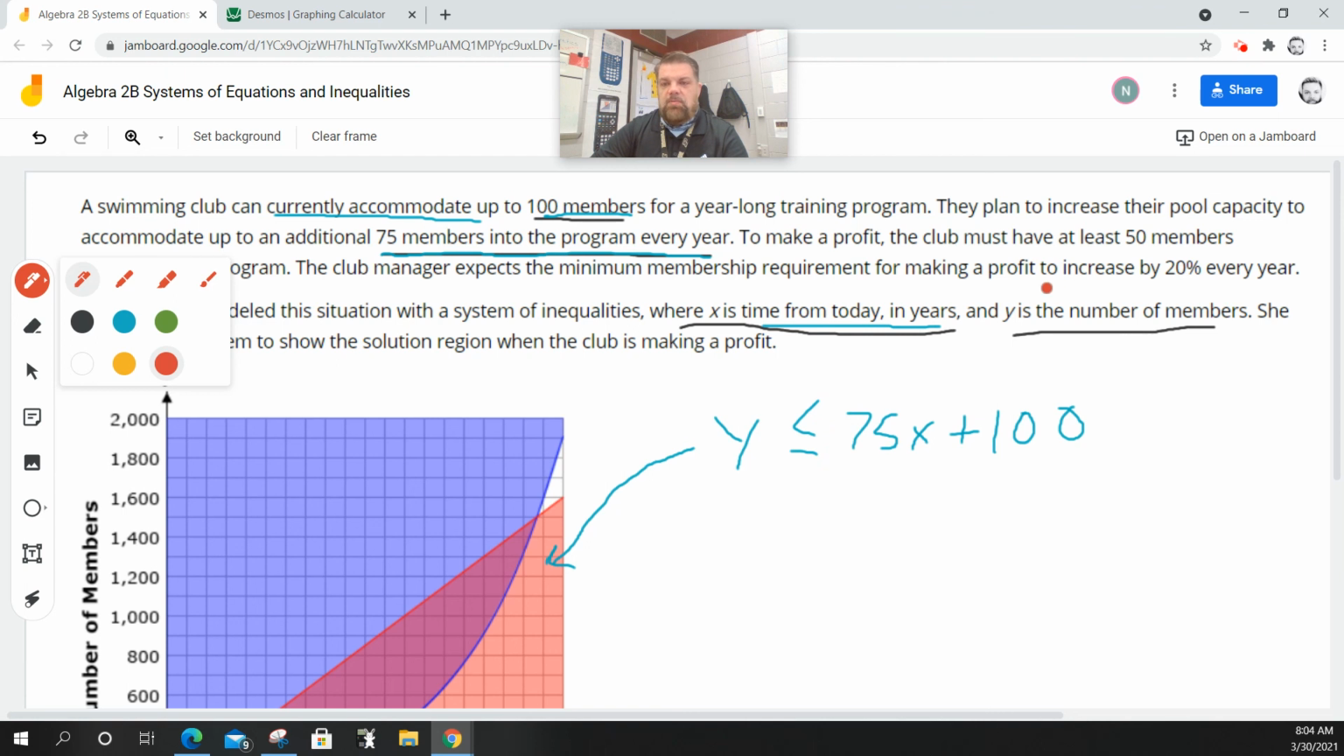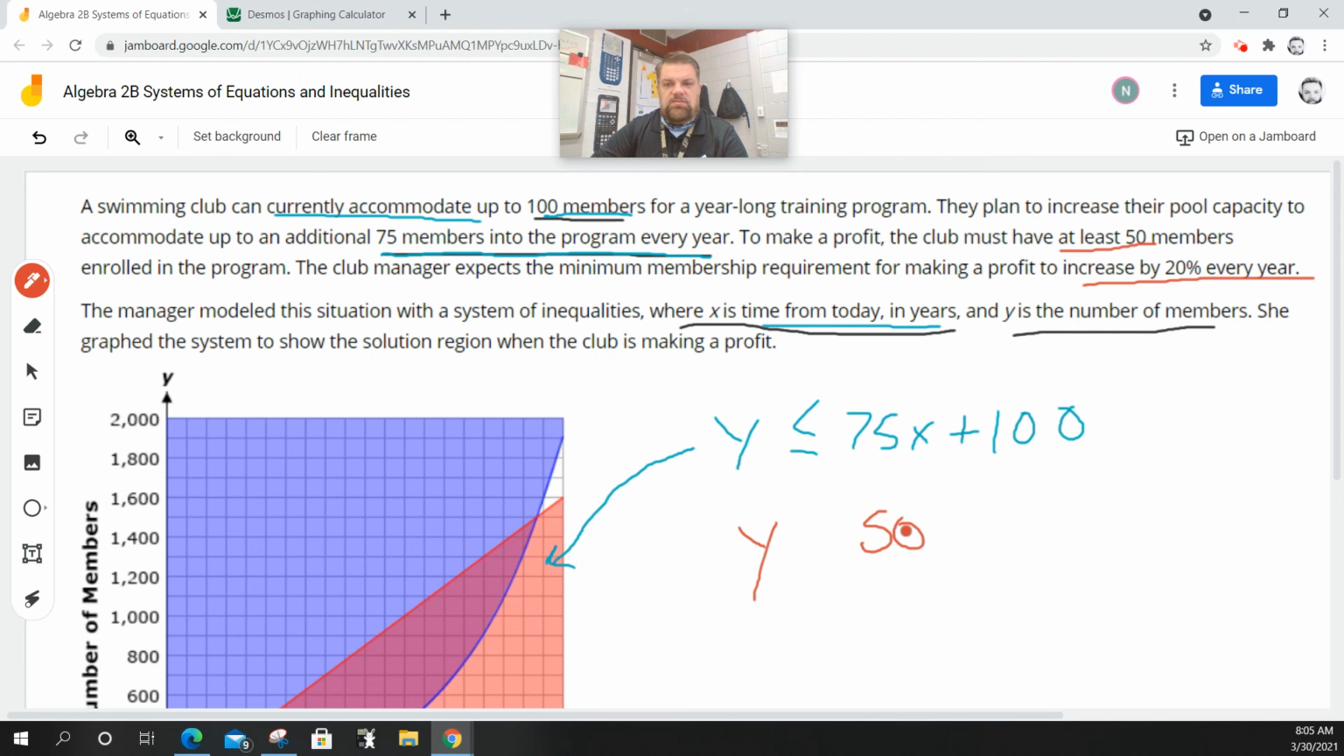So then for the next one, it says to make a profit, there must be at least 50 members enrolled in the program. Okay, and they plan to increase by a rate of 20 per year. So I got to think about what I'm going to put in there, but it's going to be 50 members per year. This is the initial condition. Oh, wait, to make a profit, they must have at least 50. And then they increase by 20%. So you have to include the original 50 plus the 20.